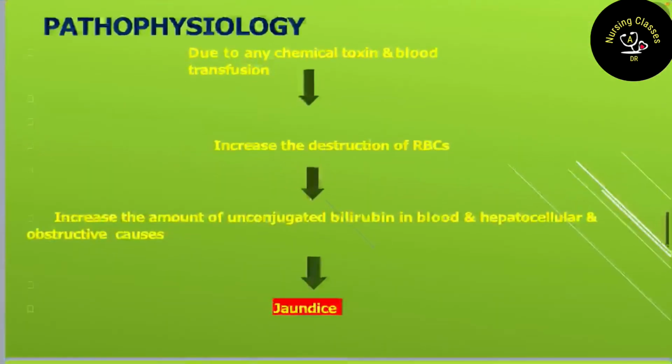Next one is pathophysiology: due to any chemical toxin and blood transfusion, then the increased destruction of RBC. Then the amount of unconjugated bilirubin in blood increases, along with the hepatocellular and obstructive causes. Last one is jaundice.